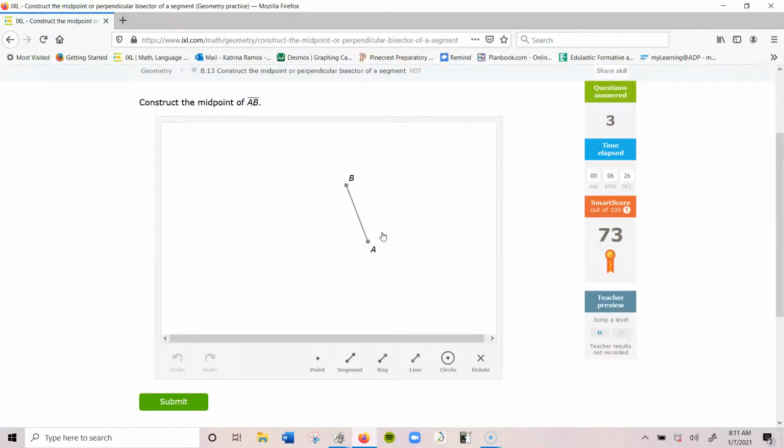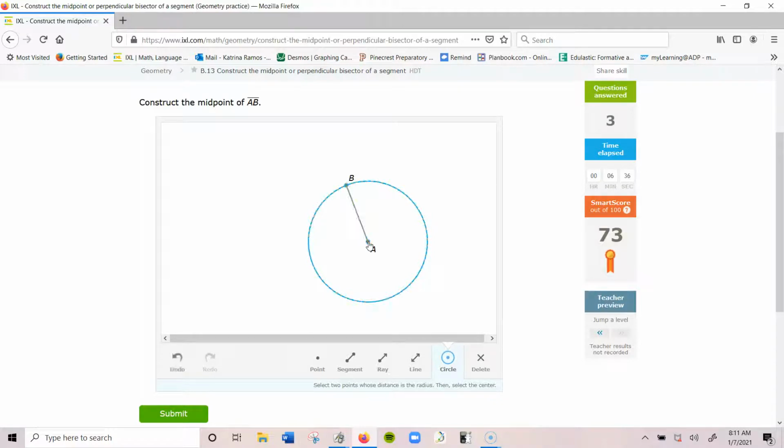Here, now we're starting from scratch. So we have to create a circle. We take B and A to create the radius. I'm going to center it at A. Then I'm going to create another circle with the same exact radius, but with the center now at B. And then again, we construct that segment. And then you get the point, and it's the one right in the middle.